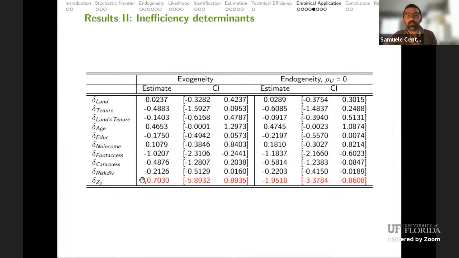In the exogenous model, the sign is negative, but the confidence interval is very wide, so I cannot reject the null that this effect is not different from 0. However, in the endogenous model, where I control for endogeneity, I get a pretty large and significant treatment effect on the inefficiency component. So here I get what I expect. In some sense, I expect the inefficiency to decrease when you participate in the treatment, because the soil conservation technologies would allow you to improve the quality of your soil and should indeed decrease your inefficiency.